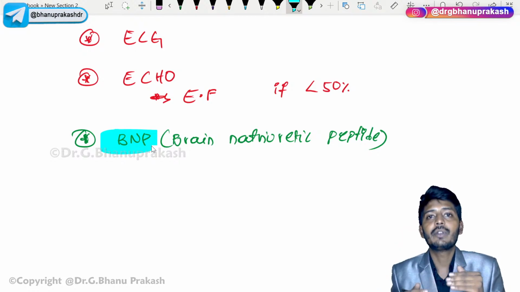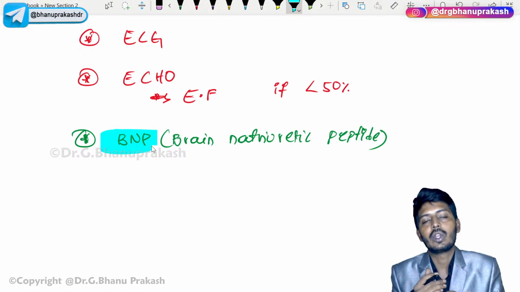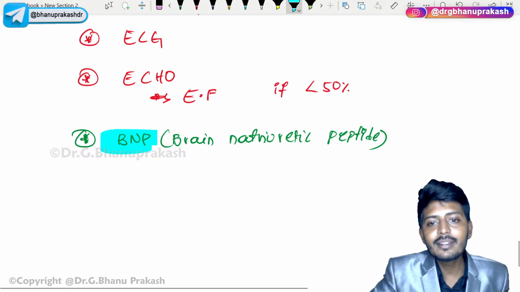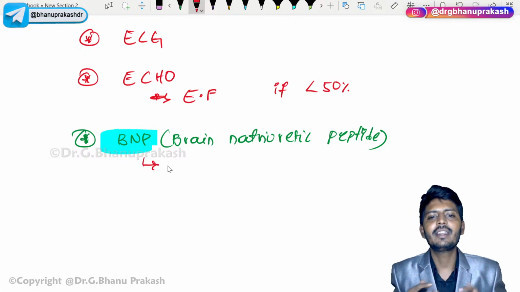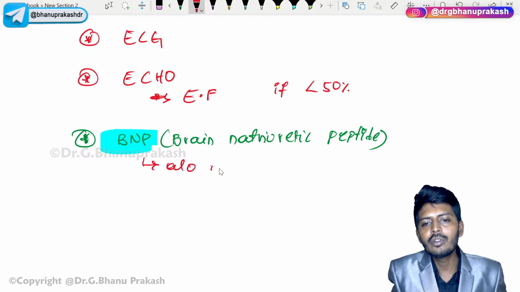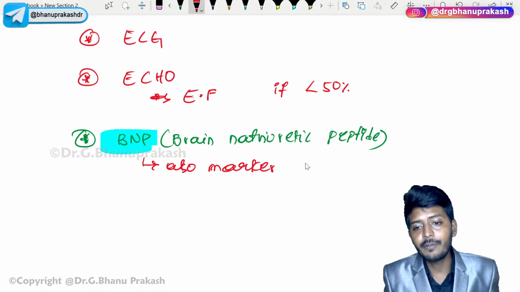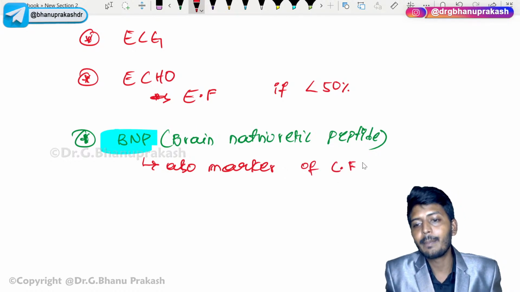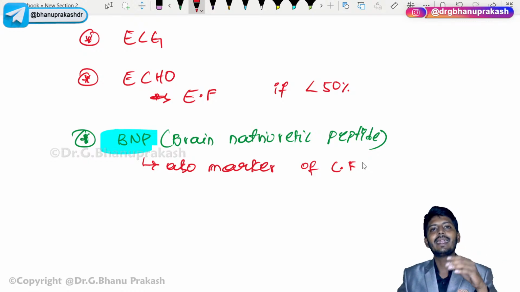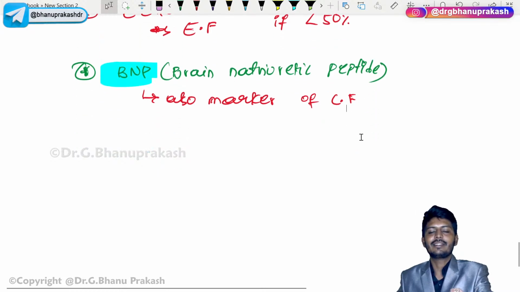Now these peptides, what will they do? They will go and block the activity of aldosterone. So that is the important role. So this BNP level is one of the best investigations, and it is also a marker of cardiac failure. So what do I mean by this? For example, if you have a patient, brain natriuretic peptide levels can be utilized, and we can see how effective our treatment is. So this is one of the important aspects about your investigations in heart failure.